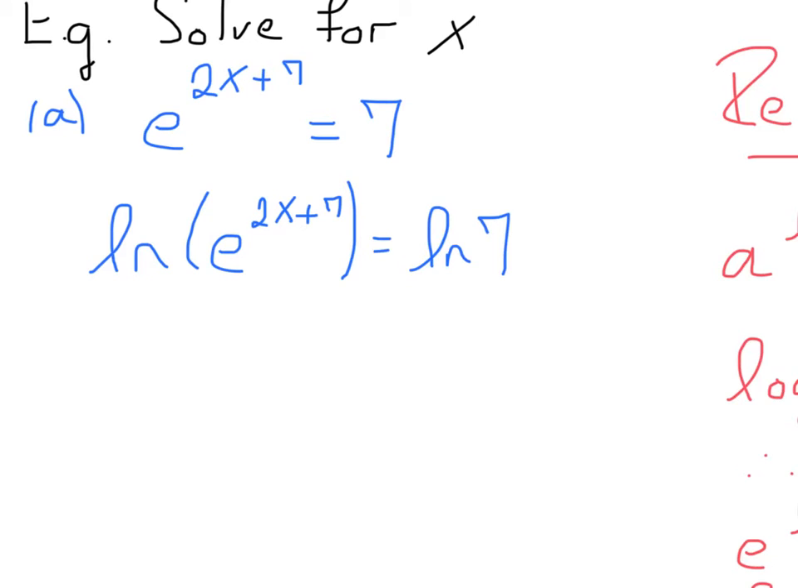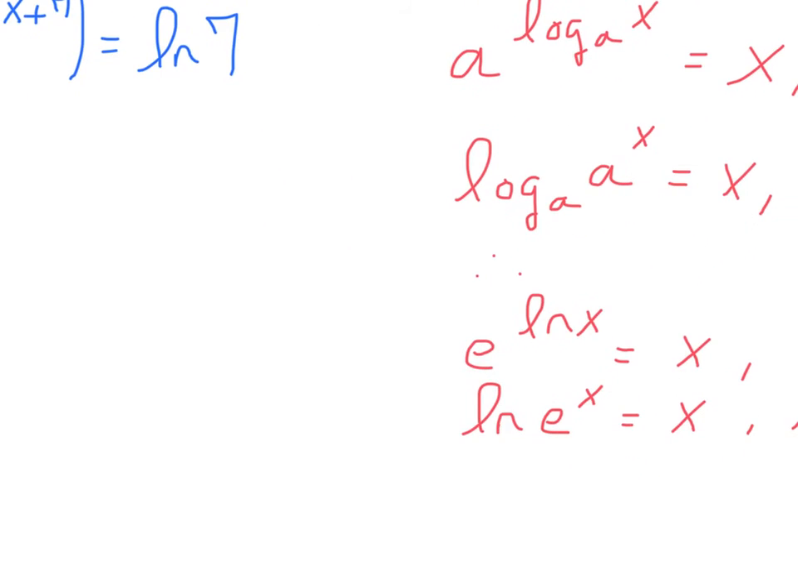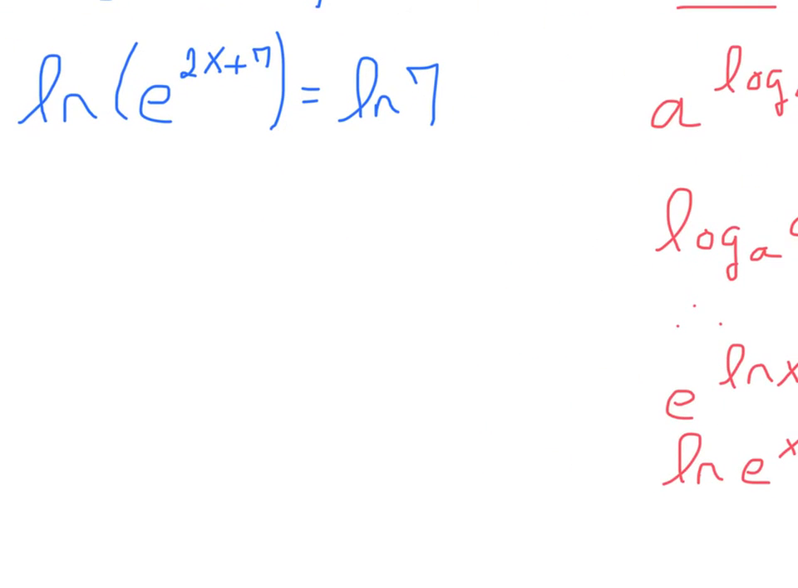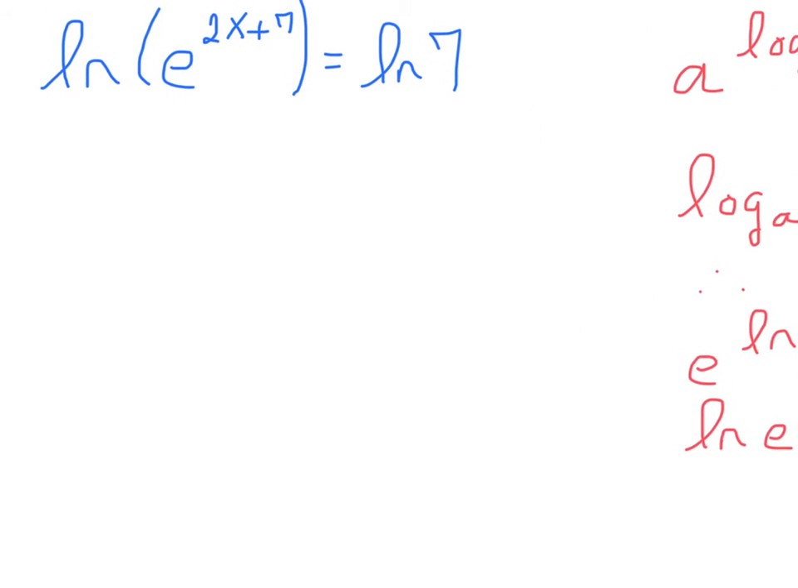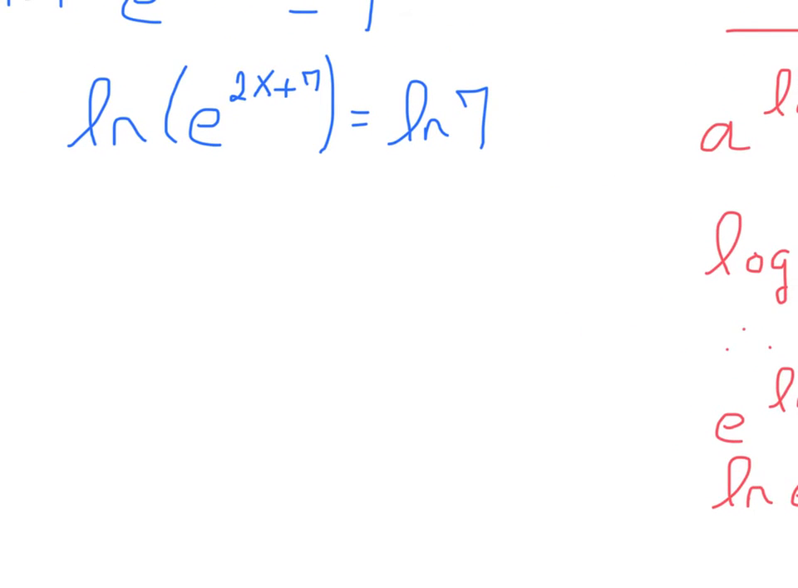And now, using the fact that the logarithm and the exponential are inverse functions, there they are, log and e, what happens? They cancel each other, as we said. So coming back over here, log of e to the 2x plus 7, the log and the e cancel each other. We're just going to be left with 2x plus 7 on the left. And on the right, we just have the number log of 7.